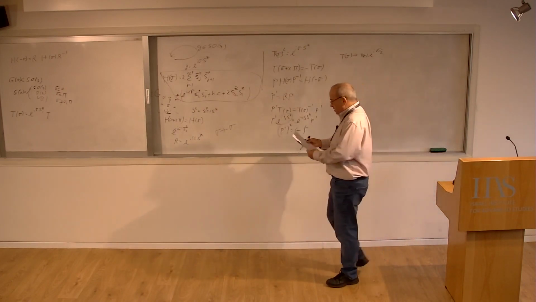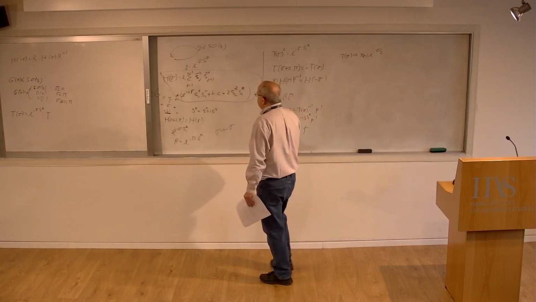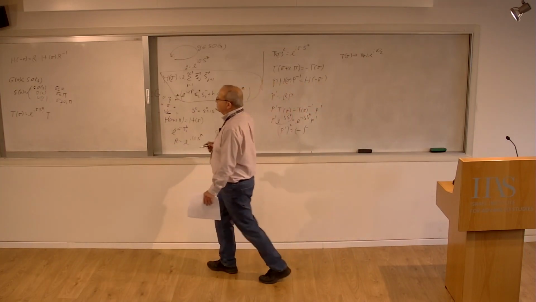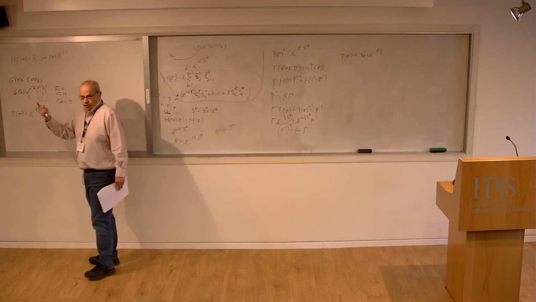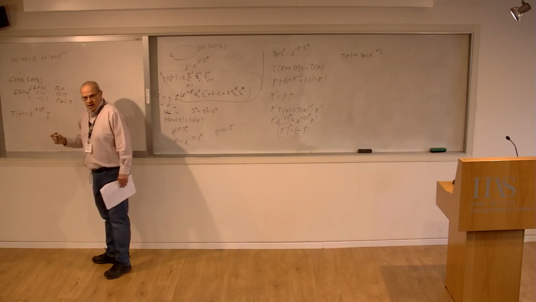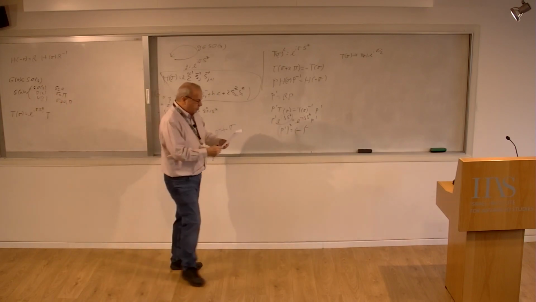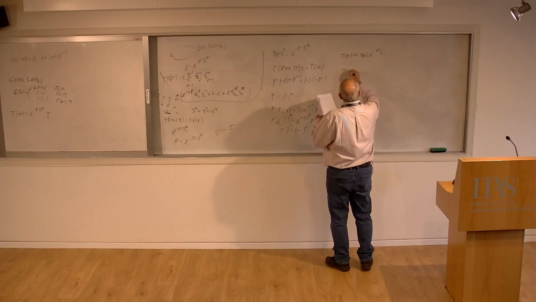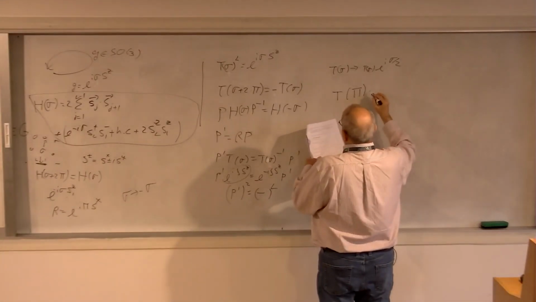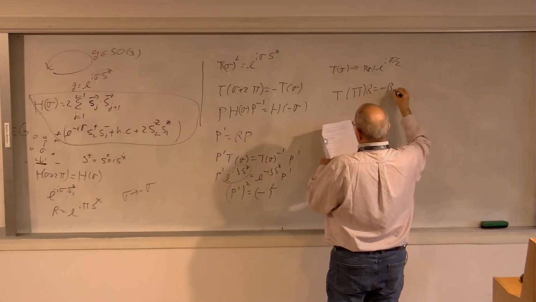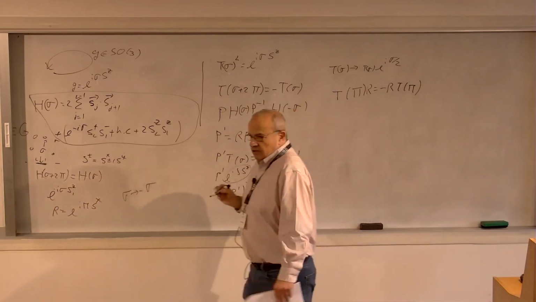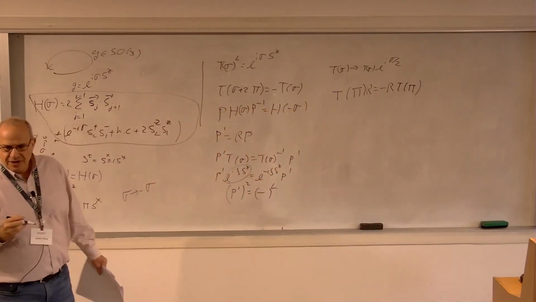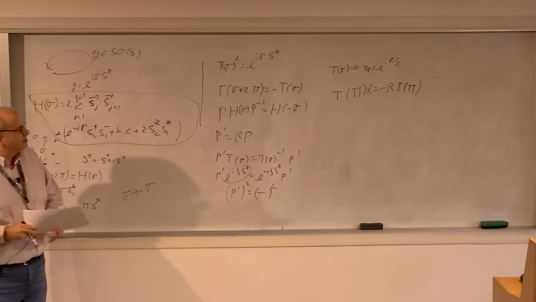And finally, for sigma equals 0, we have the full SO3. For generic sigma, we have only U1, and R is not a symmetry. At sigma equals pi, we also have this Z2 of R. It is a symmetry, and you can check that T of pi times R is minus R T of pi. So at sigma equals pi, we also have something projective.